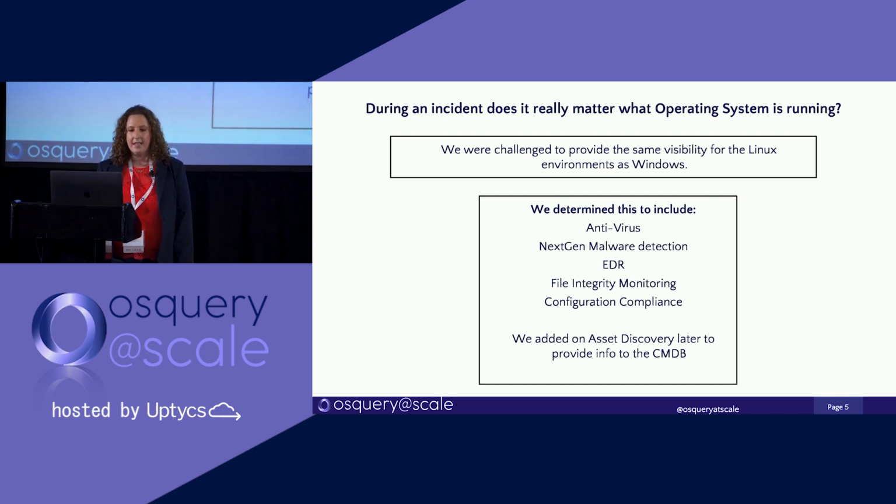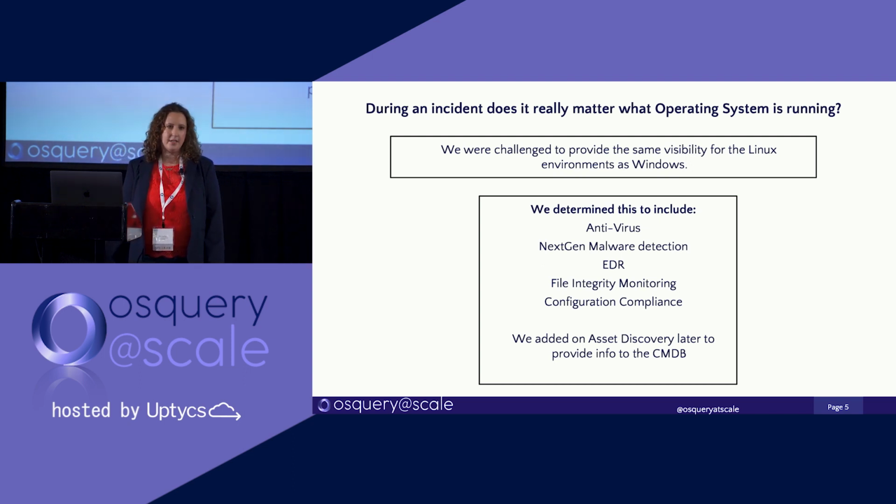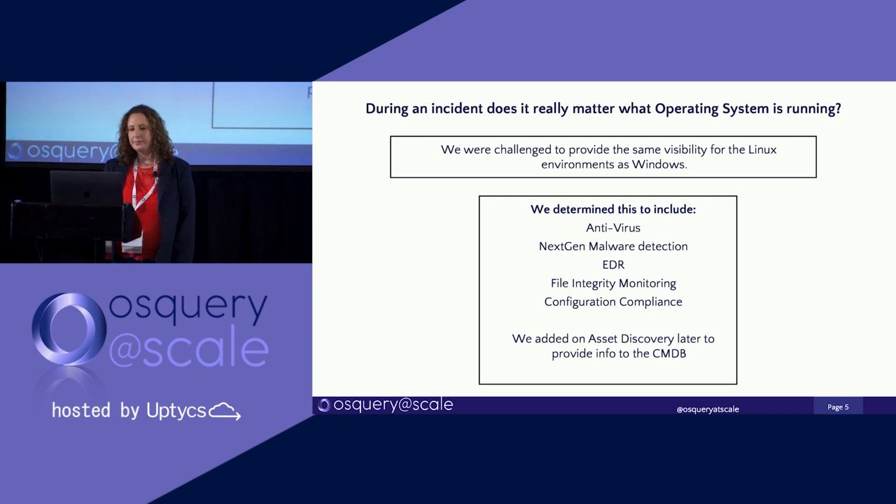So we decided that there were 5 areas where we really wanted to focus in order to get that visibility. So it was antivirus, next-gen malware detection, EDR, and then we have a FIM and configuration compliance program on about 35,000 Linux hosts, but we wanted to expand that. And then also later on in the project, the asset discovery team kind of wanted to partner with us so that we could give them our endpoint data as well. So we added them into our project.